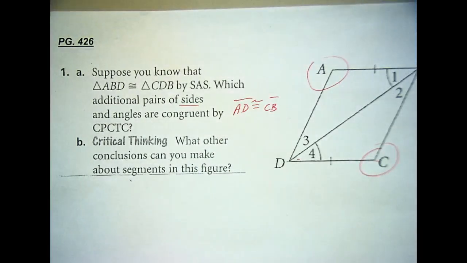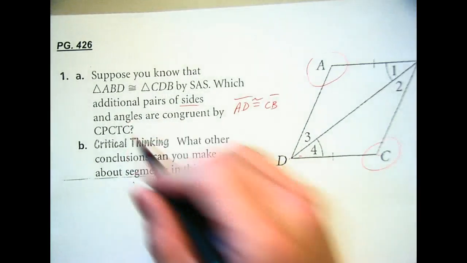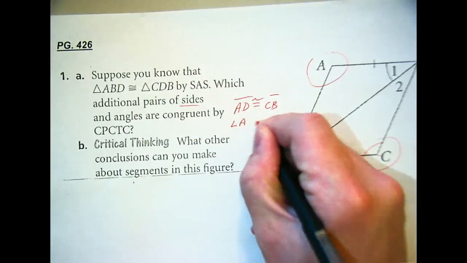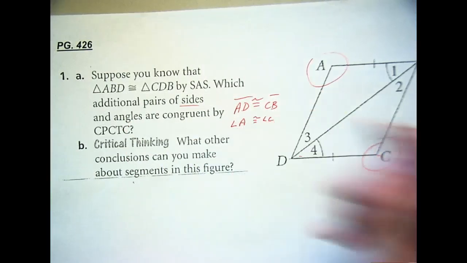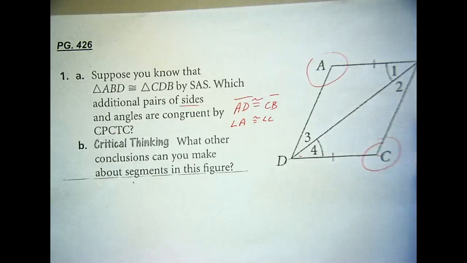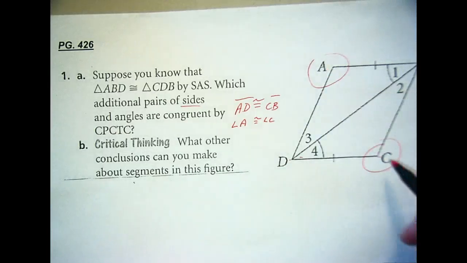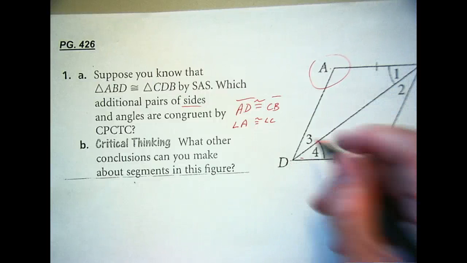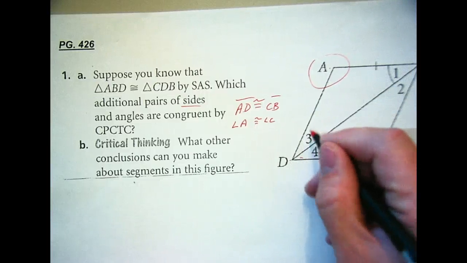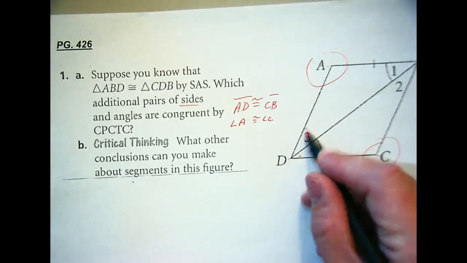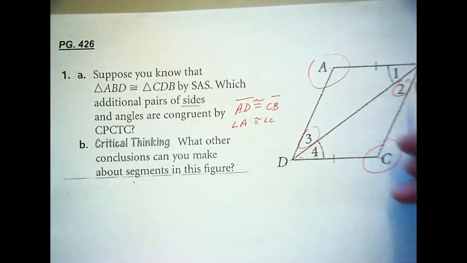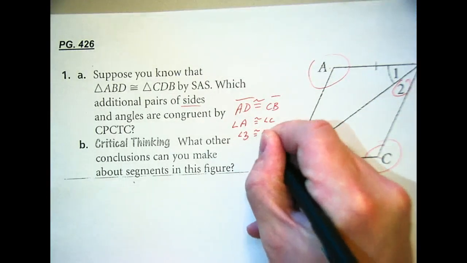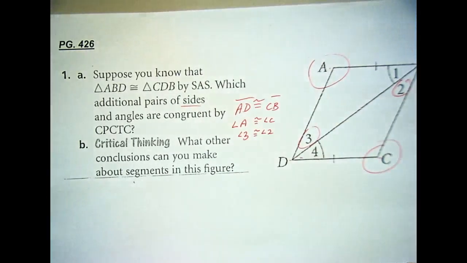All right, and then you had your angles. What angles did you say? A and C, and then would there also be D and B too? Yep. Good. So we could say angle A is congruent to angle C. We have to say angle ADB, right? Because angle D could represent this angle. So, or we could just call it angle 3 and angle 2. That'd be fine.